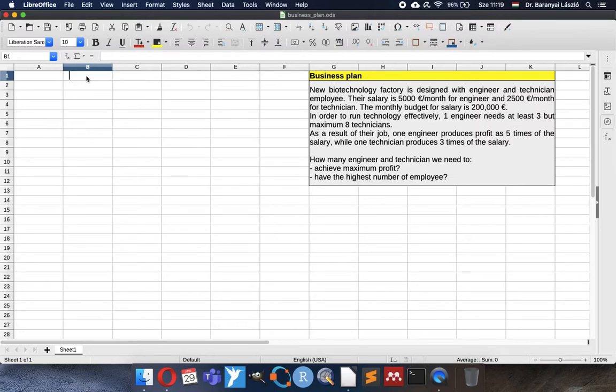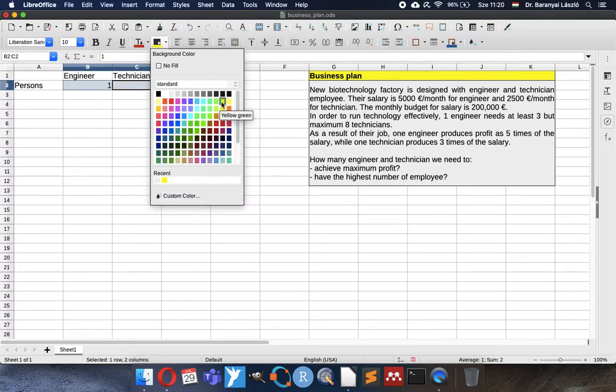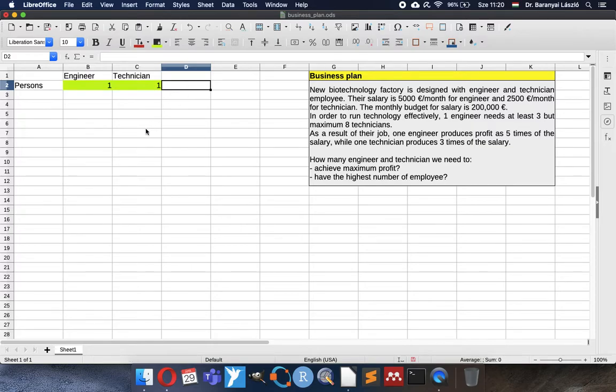So in the calculation, we will have engineers and technicians. The number of the persons will be initially 1. I will mark this as a green cell because we would like to adjust these, and the total number will be the sum of these two.